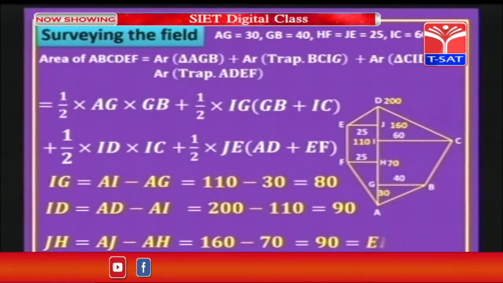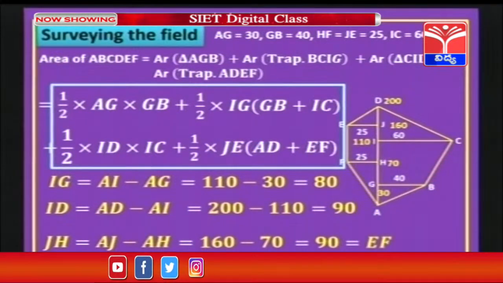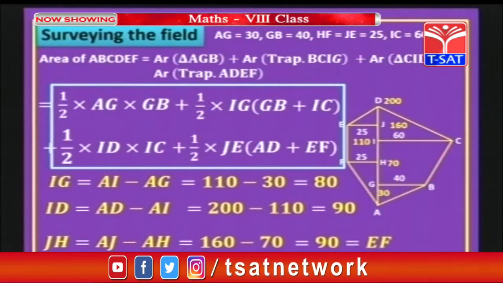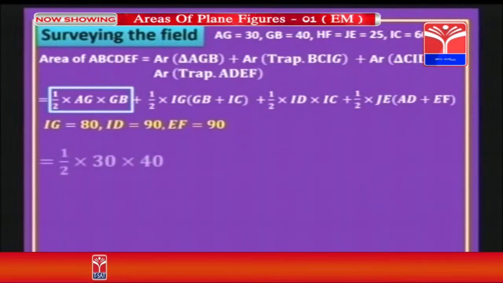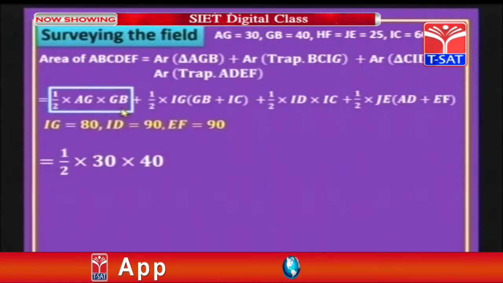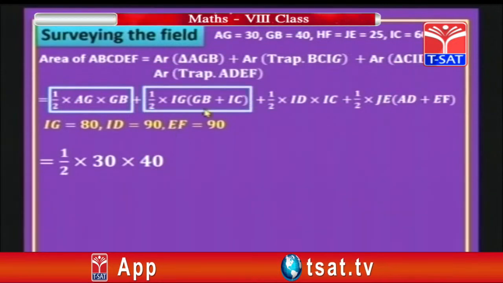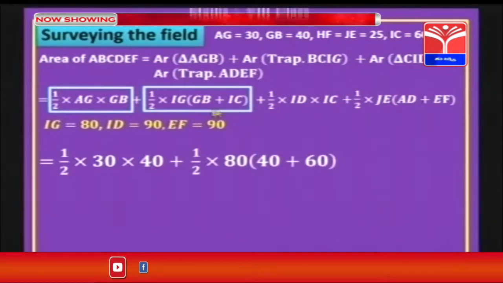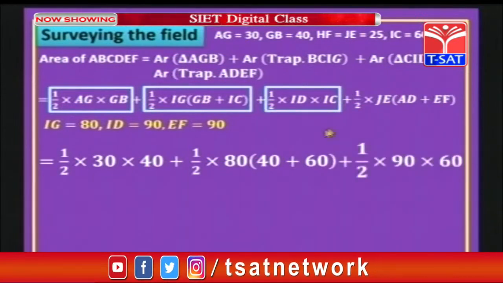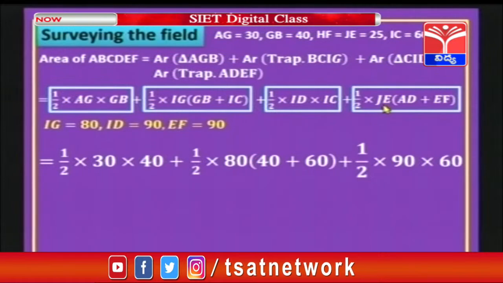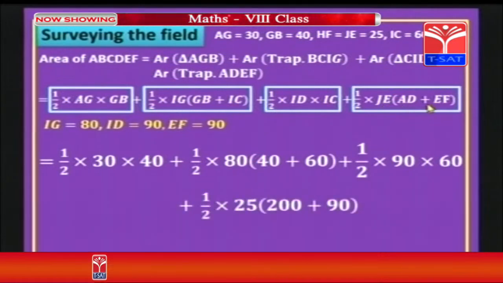Now let us substitute these values, children. Now if you notice, we are going to substitute all the values now. So area of triangle is given by half AG into GB. So I am substituting AG and GB values. So you get half into 30 into 40. Then here, substitute the values of IG, GB, IC. Here, we substitute ID and IC values. Then in this one, we are going to substitute JE, AD and EF values. Now let us simplify, children.